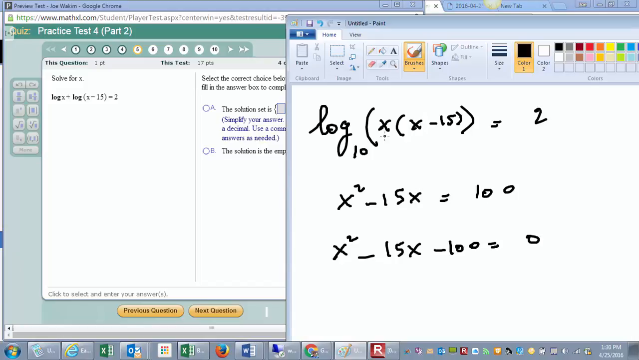So again, we did x times x minus 15 because this is addition changed to product equals 2. The base is 10. 10 to the power 2 is 100, is x squared minus 15x. Move everything to one side. Let's try to factor. We want the product to be 100 and the sum to be 15. So 10 times 10 is not going to work. 25 times 4 will not work. So what else can we get for 100? 50 times 2 will not work.